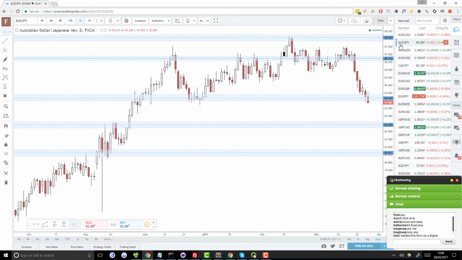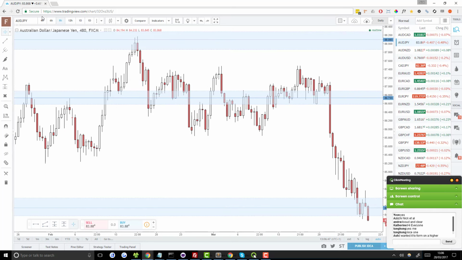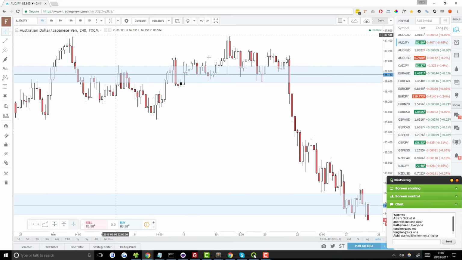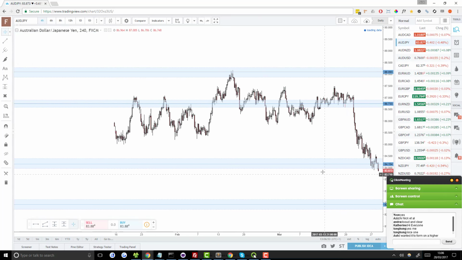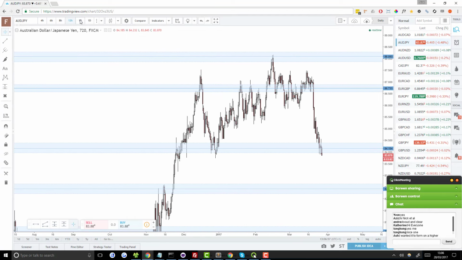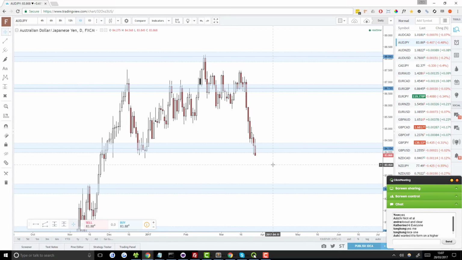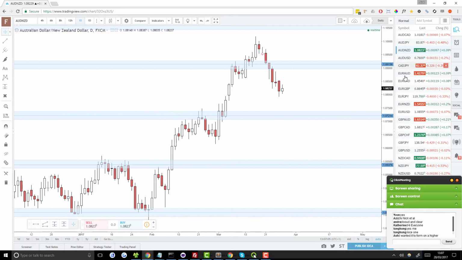All right. Anyway, AUDJPY. What's going on with AUDJPY? Nothing really. It's forming on support, but now it's continuing to move down. So yeah, nothing really that I would want to trade right now. Had a trade been entered, it would have been a failed trade. Yeah, nothing really happening there.